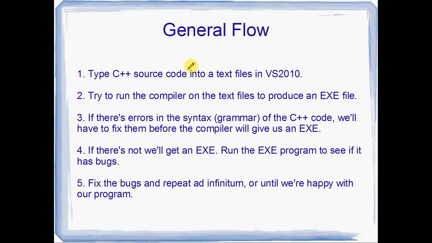So the general flow of programming in C++ is that we type C++ code into a normal text file in Visual Studio 2010. It's got a little text editor in it. Then we try to run the compiler on the text file. That's when we hit F5. And that'll produce an .exe file for us in the background in some directory where our project is set up. And if there's any syntax errors, Visual Studio will let us know. And I should say, actually, the syntax of a programming language is just the grammar. The syntax of C++ is the grammar of C++. It's the rules of C++. So if there's any typos or things like that, Visual Studio won't compile the .exe. It'll tell us that there's a typo, and we can go back and fix it.